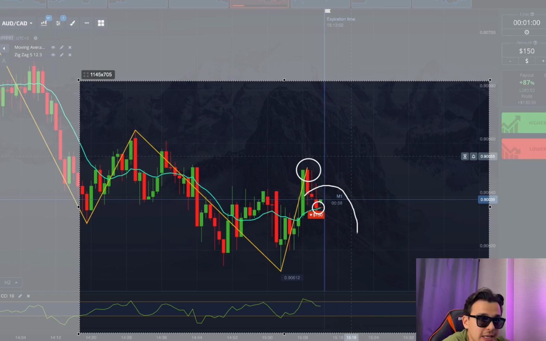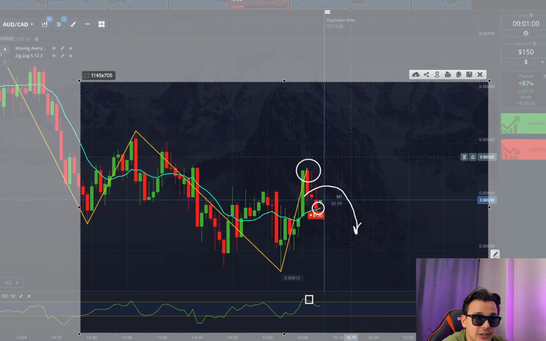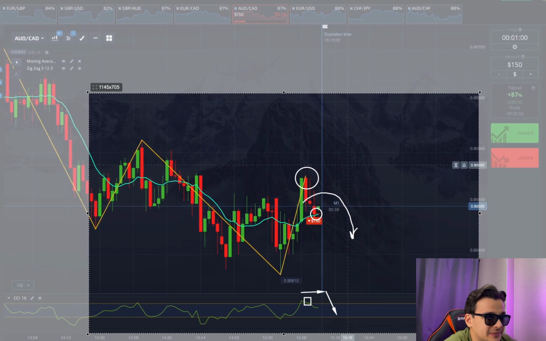And we also saw an exit from the overbought zone on the oscillator. The moving line of the oscillator is heading towards the oversold area. So, I decided to open a sell trade here. Let's see the result.